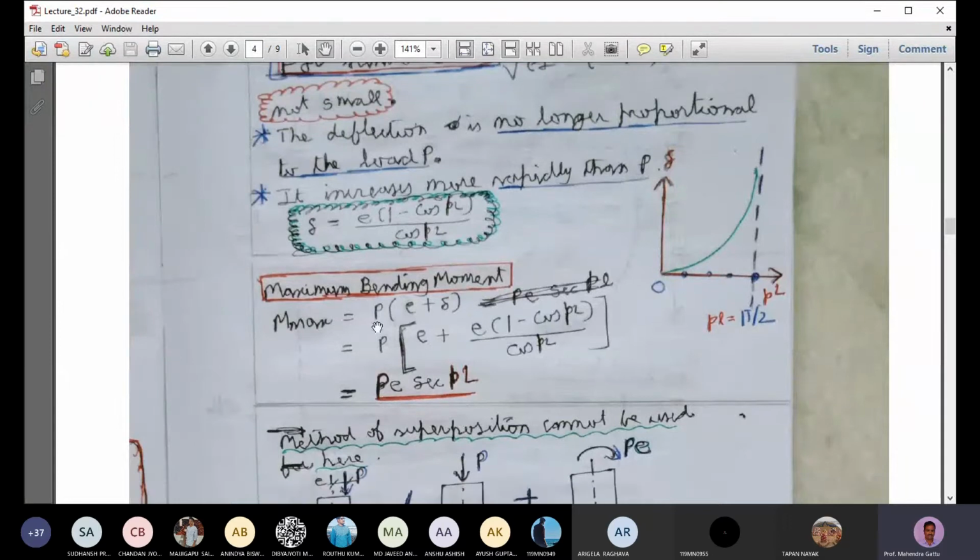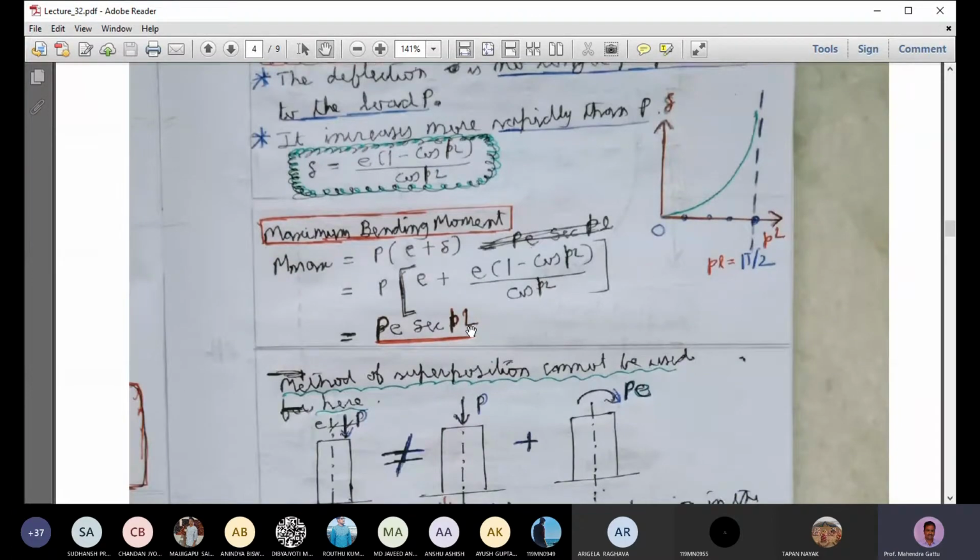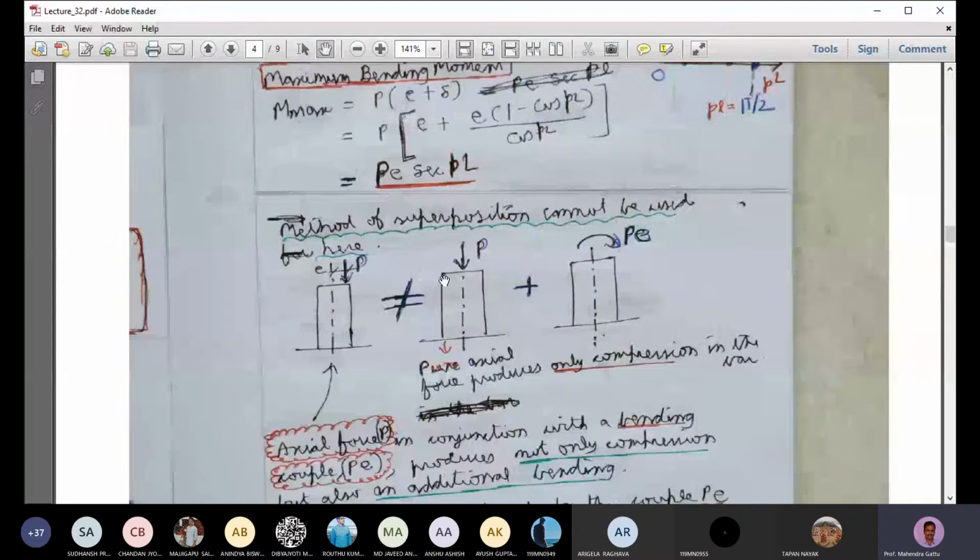And we can find the maximum bending moment, which is occurring at the base of the column. It is P secant PL. Usually, if you do a first order analysis, you will get bending moment as something like this. Suppose you have a column here, and you are subjected to some axial load P with the eccentricity e.